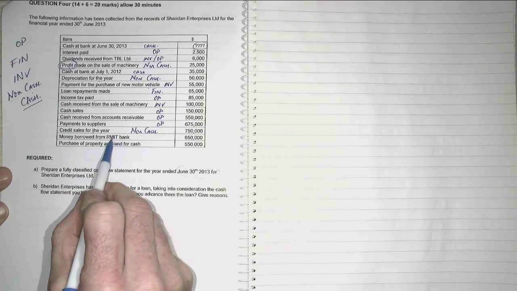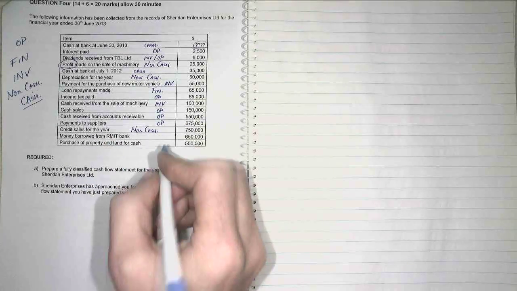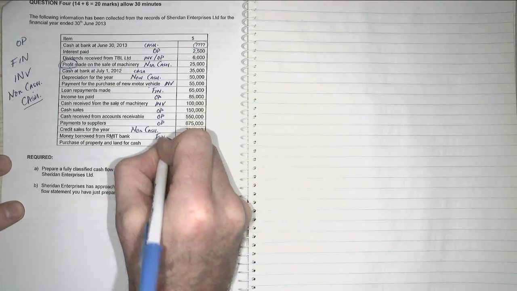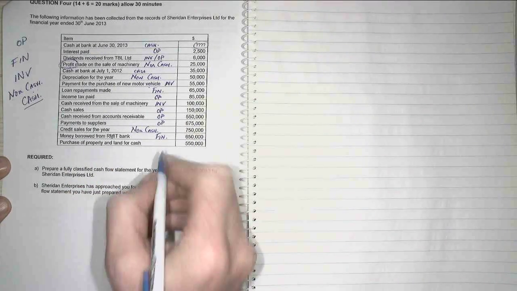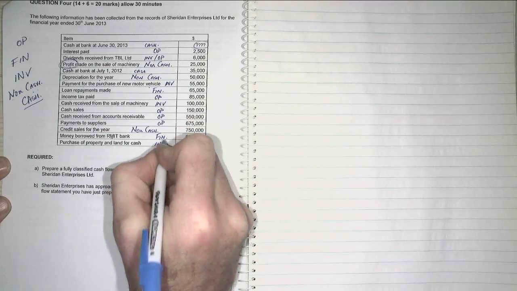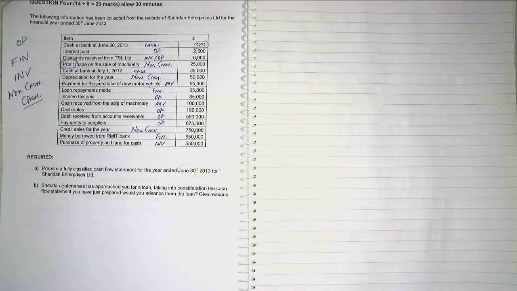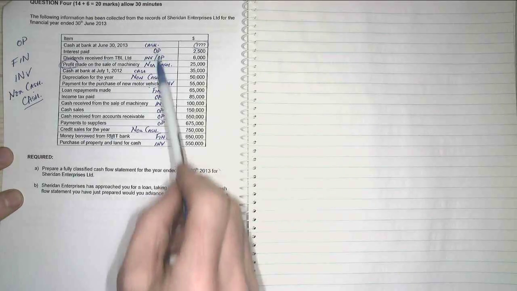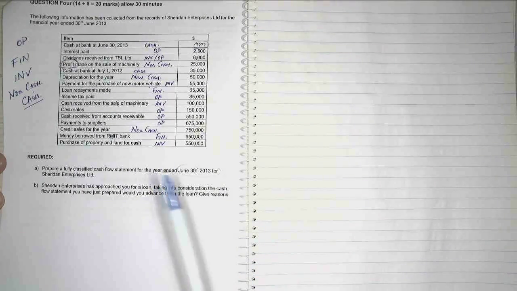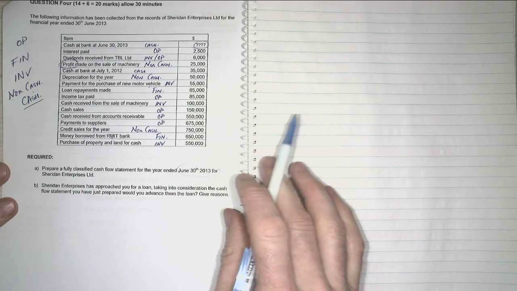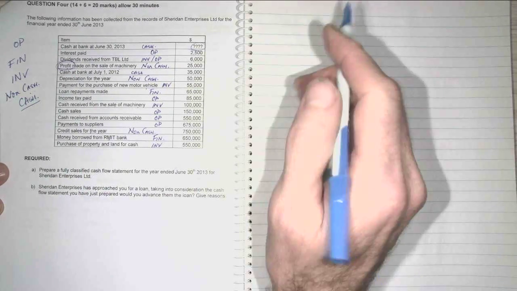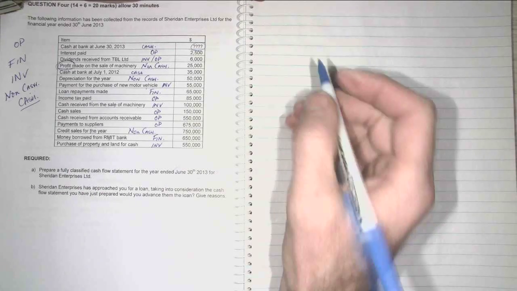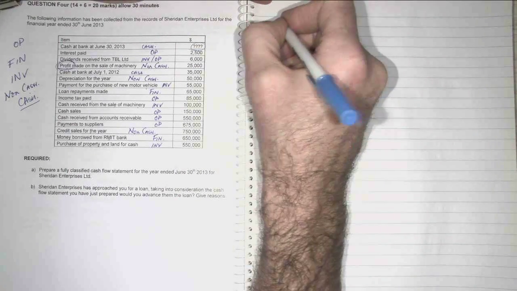Money borrowed from RMIT Bank? Yep, financing. And purchase of property and land for cash? Investing. Alright, so now we've classified all of them, we've done the hard work. Now we just have to do our cash flow statement. What's the first thing I need to do when I'm preparing a cash flow statement? No, before operating activities. Title.